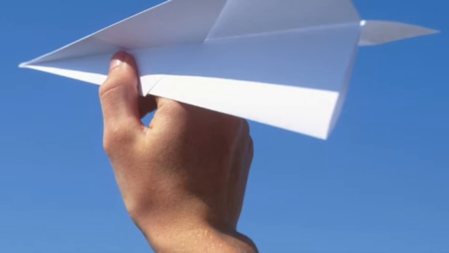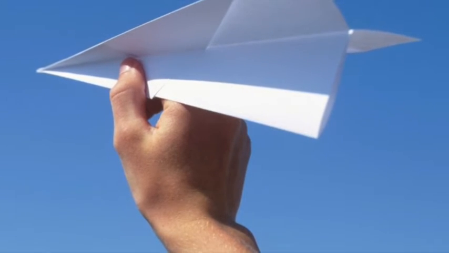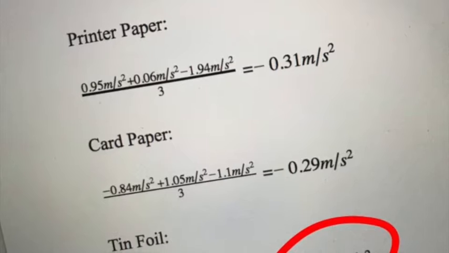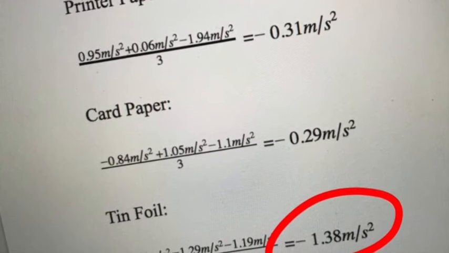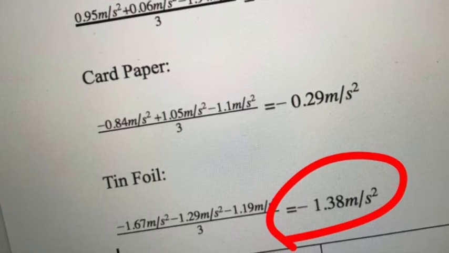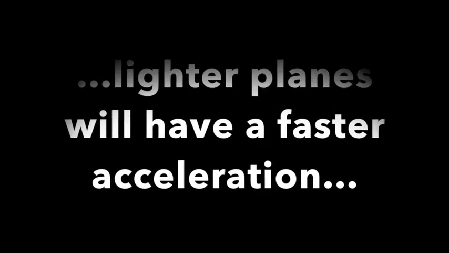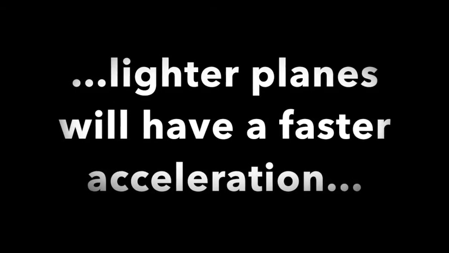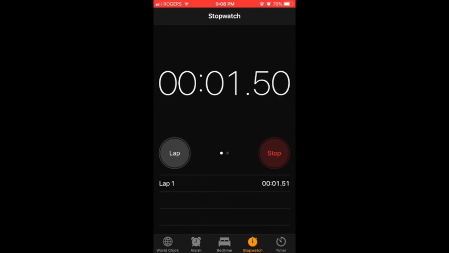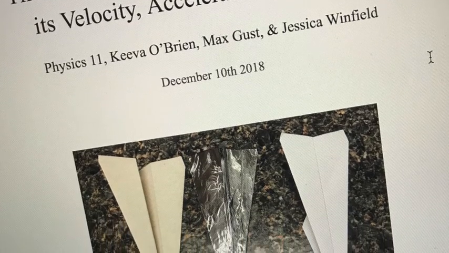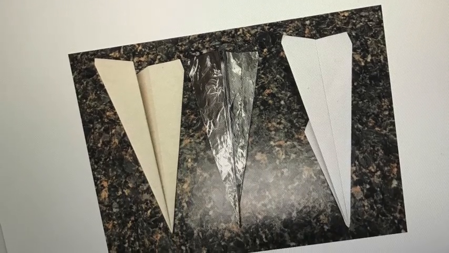The average acceleration for the three different planes were all negative, meaning the planes decelerated. This was not stated in the hypothesis. The fact that the tinfoil plane decelerated the most agrees with the hypothesis. As stated before, the time aspect of this whole experiment agreed with the hypothesis written.